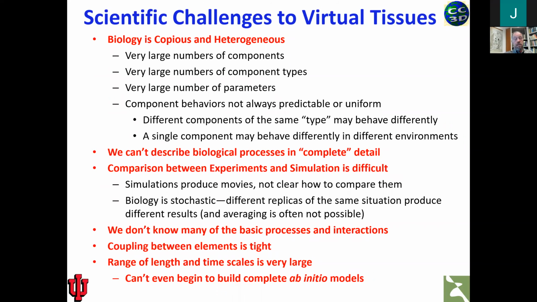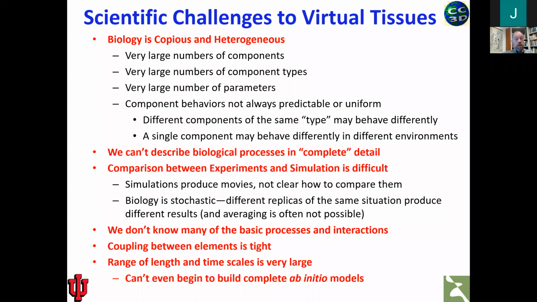And in many cases, comparing experiment and simulations is not so easy. How do we compare two movies to ask, has our simulation movie reproduced what we see in experiment? Biology is stochastic and very noisy. So each time we run a simulation, even with identical parameters, we'll get slightly different results. How do we interpret that? These are all things that we have to think about when we frame a problem that we want to solve.